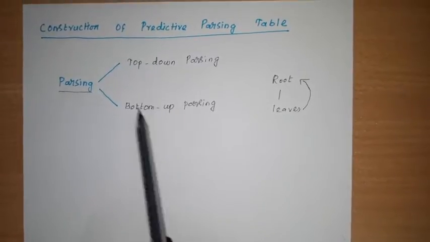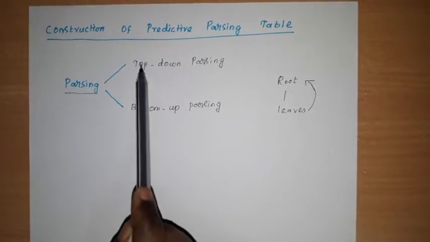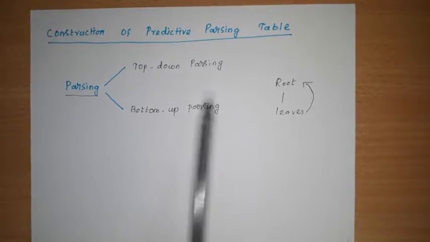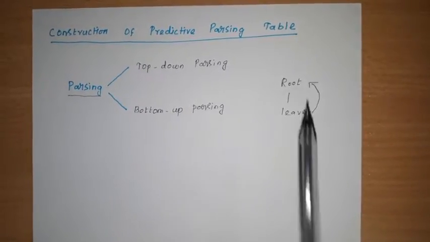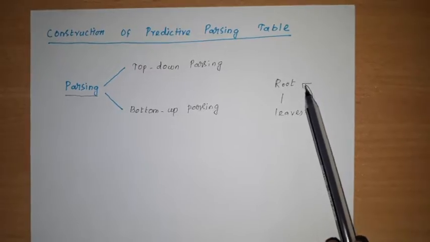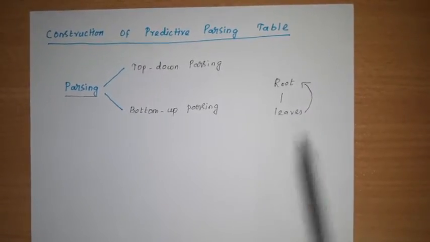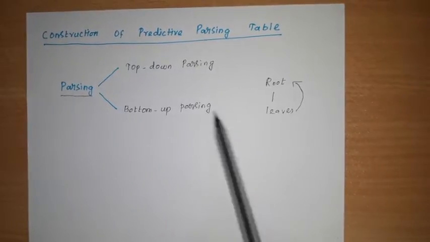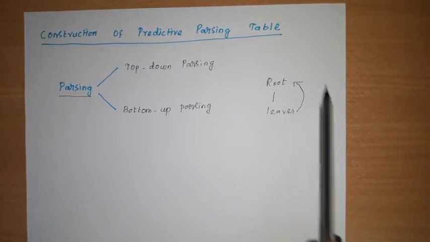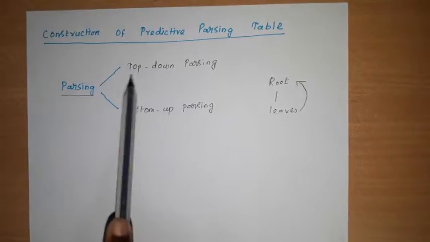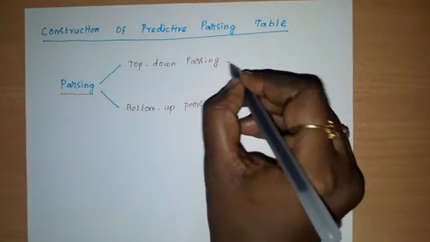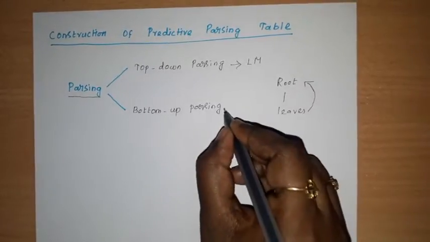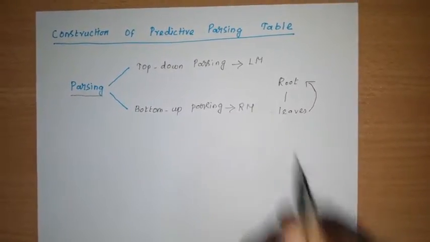There will be two types of parsing. One is top-down parsing and the second one is bottom-up parsing. Top-down parsing is nothing but construct a tree from root to leaves, and the bottom-up parsing is nothing but construct a parse tree from leaf to root. And then the top-down parsing follows leftmost derivation and bottom-up parsing follows rightmost derivation.